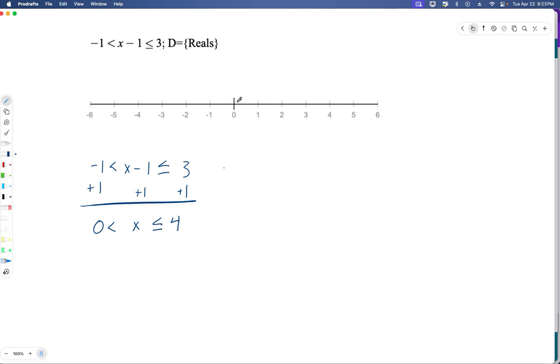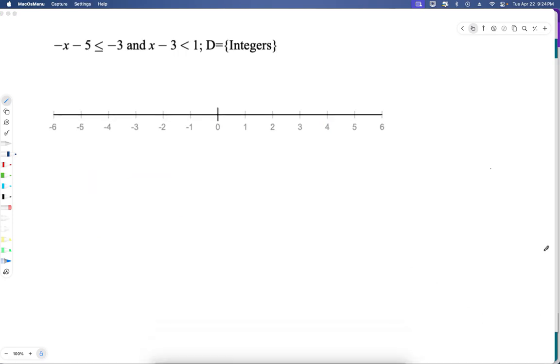All right, so if 0 is less than x, we circle the 0. And if it is less than or equal to 4, we circle the 4 and we fill it in. So then we're going to draw a line from 0 to 4. And that's how we would graph that solution. And we do that because it's reals. That's why we circle it and we draw the line.